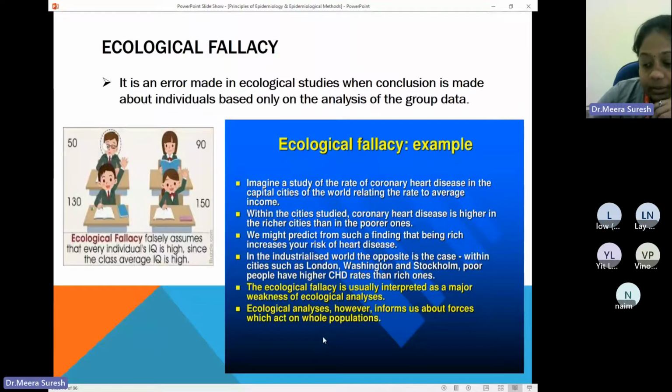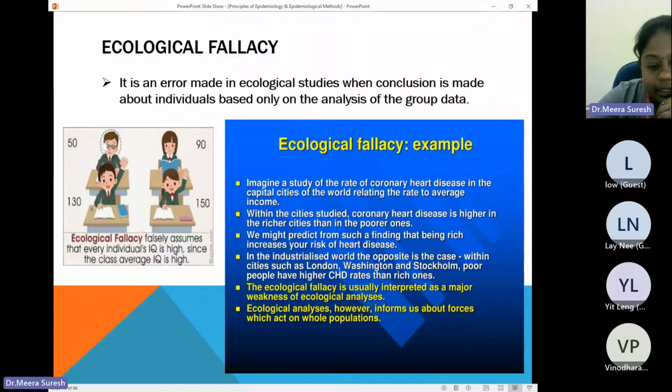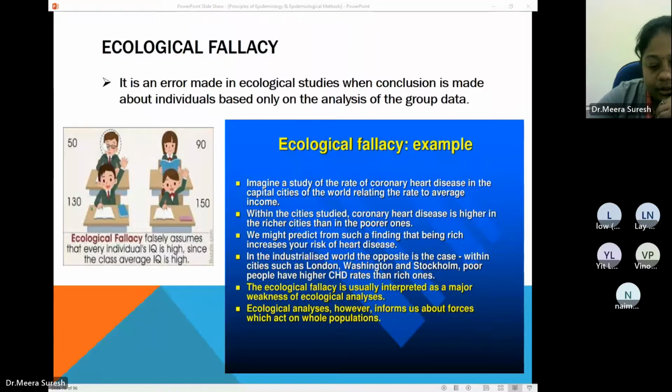So the net result is we can never apply or generalize the thing. When a study is made in a group, that is to be applied only to the same group, not to every individual there. So ecological fallacy is usually interpreted as a major weakness or a major disadvantage of ecological study or correlational study. However, this ecological study is important because it helps us to enable certain rules and regulations that can act on whole populations.